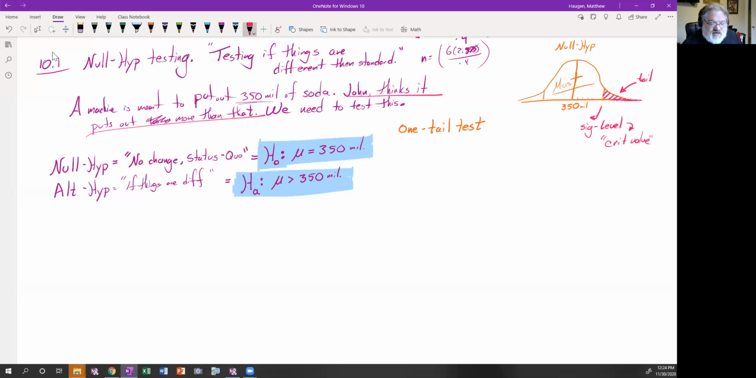Now, why is this a one tail test? Because we specifically are looking for greater than. So we're only looking for stuff to be out in this one tail. If John's claim was just that it's off, it's not 350, then this alternative hypothesis would be that the average is not equal to 350. In which case we could be in either tail. That would be a two-tailed test. Fair?